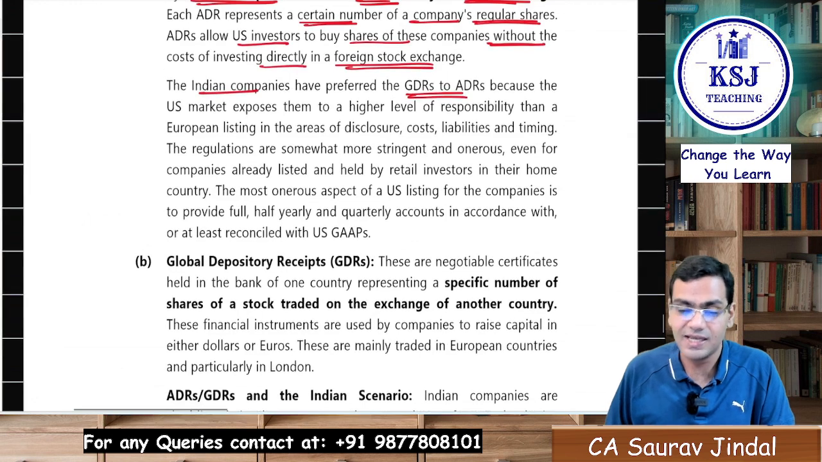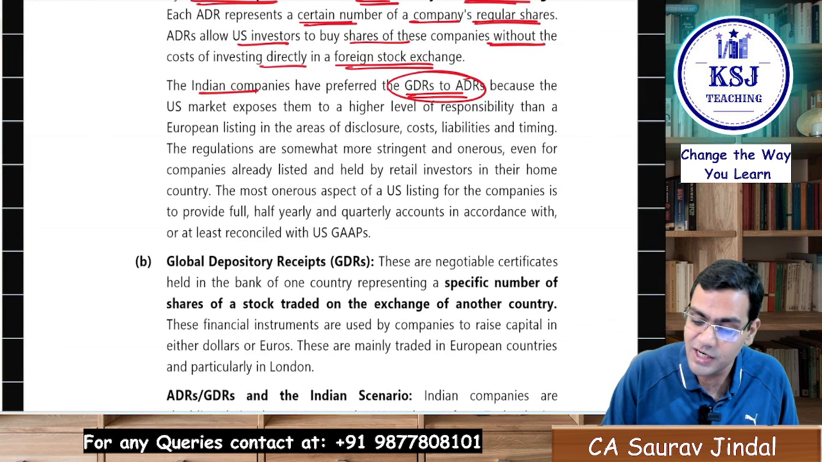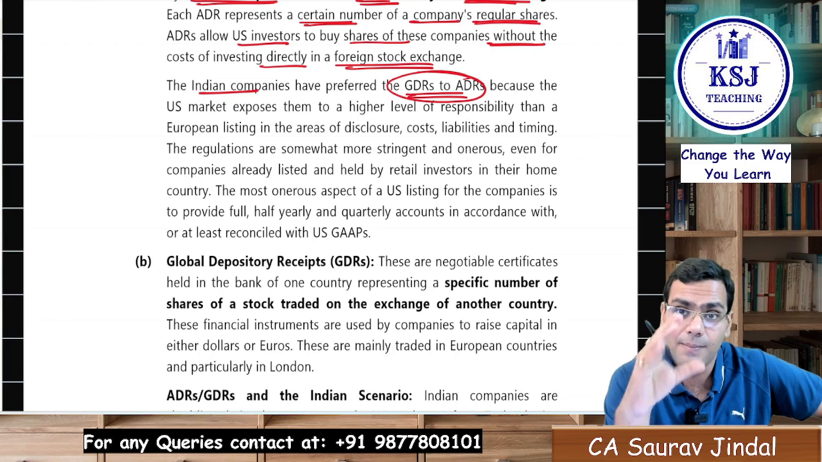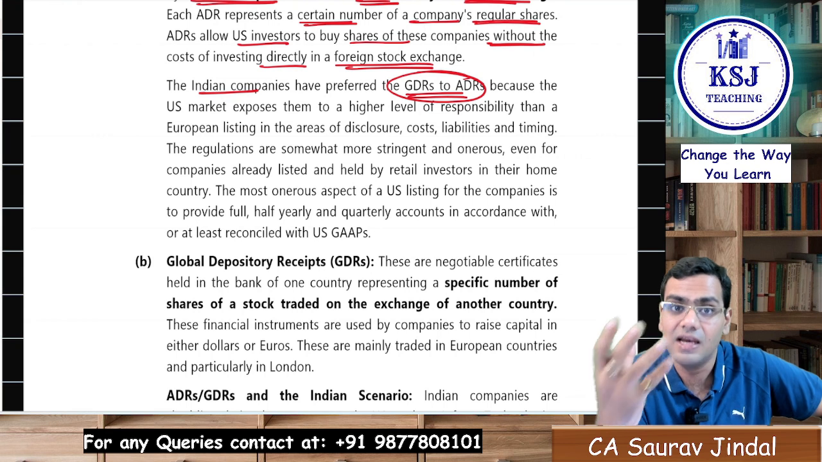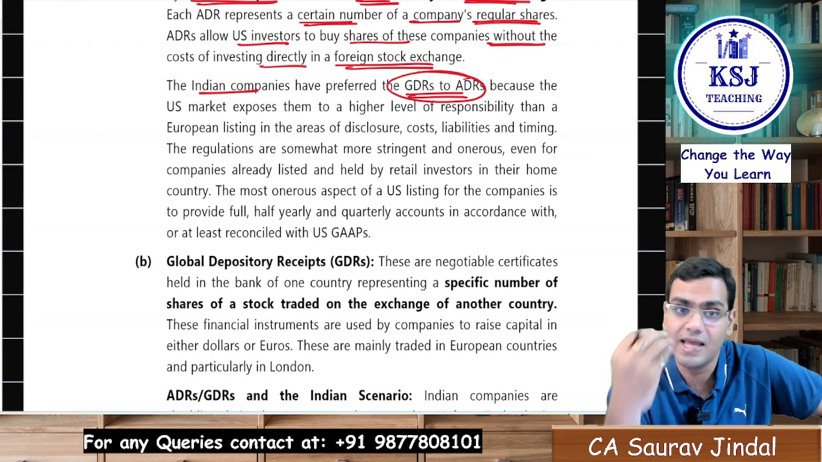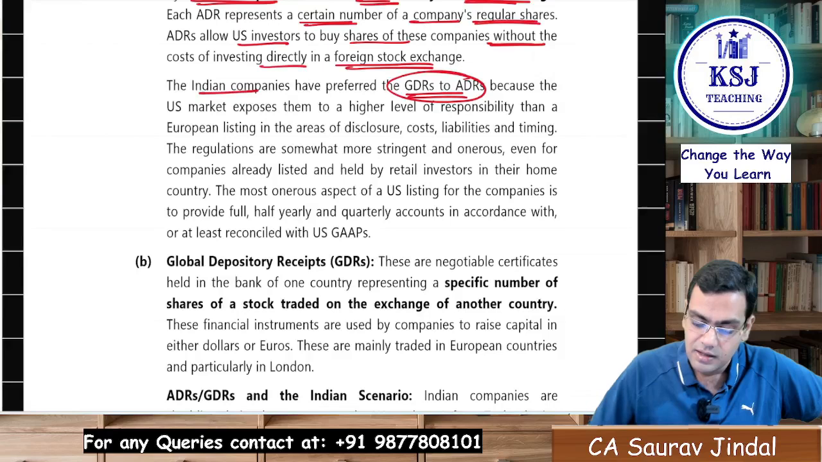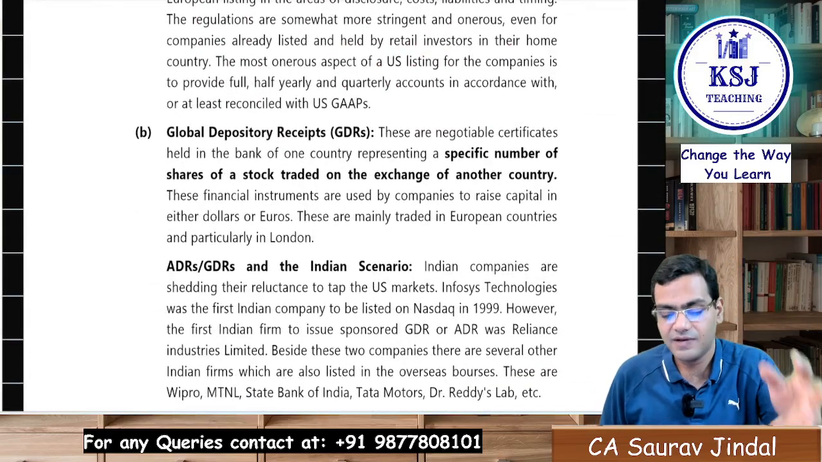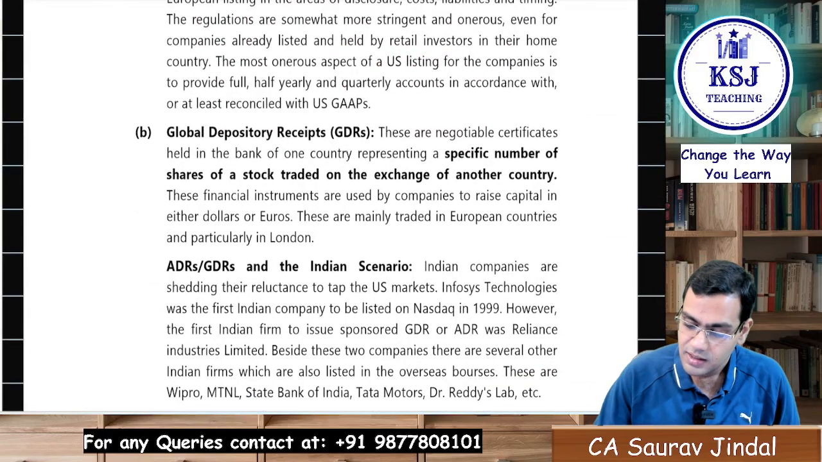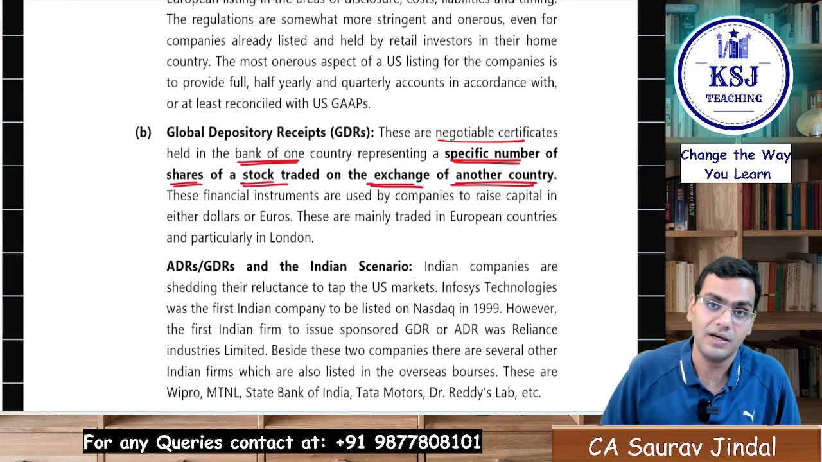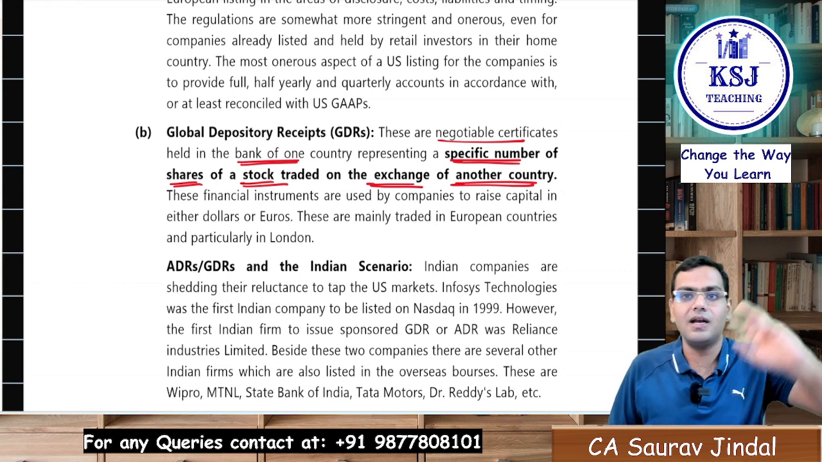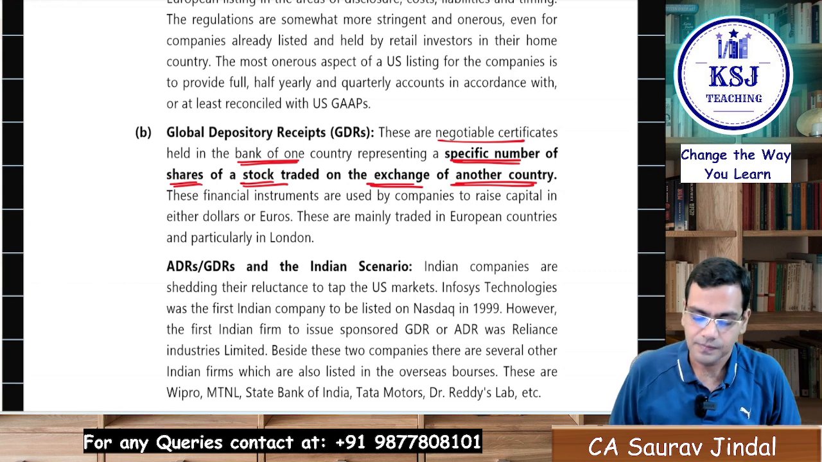Why the Indian companies have preferred GDRs over ADRs? The reason being the American markets are highly volatile. The risk is quite high in America, right? That is why people have been preferring the GDRs over the ADRs. These are negotiable certificates held in the bank of one currency representing a specific number of shares of a stock traded on the exchange of another country. The Indian shares being traded on the London Stock Exchange, right?